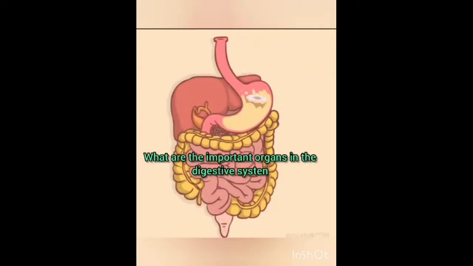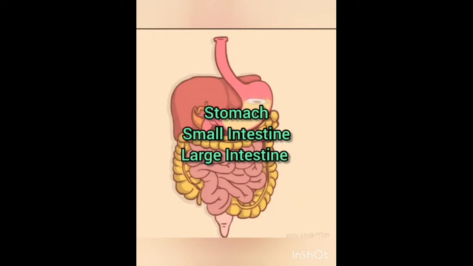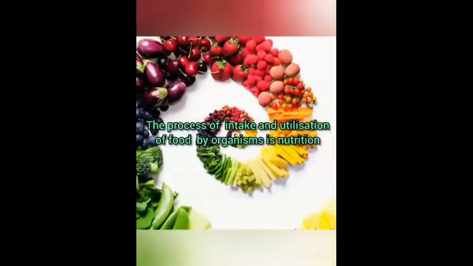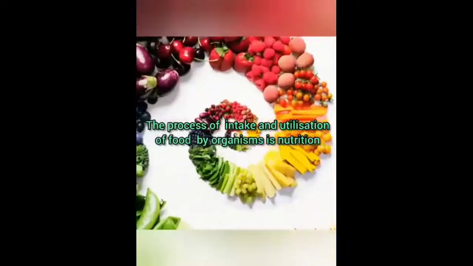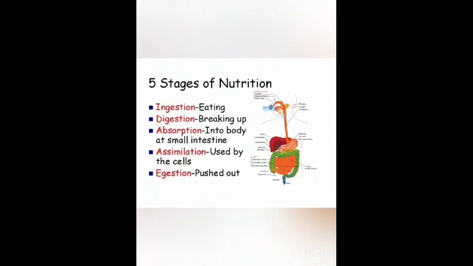What are the important organs in the digestive system? Stomach, small intestine, large intestine. What is nutrition? The process of intake and utilization of food by organisms is nutrition. What are the different stages in nutrition? Ingestion, digestion, absorption, assimilation, excretion.